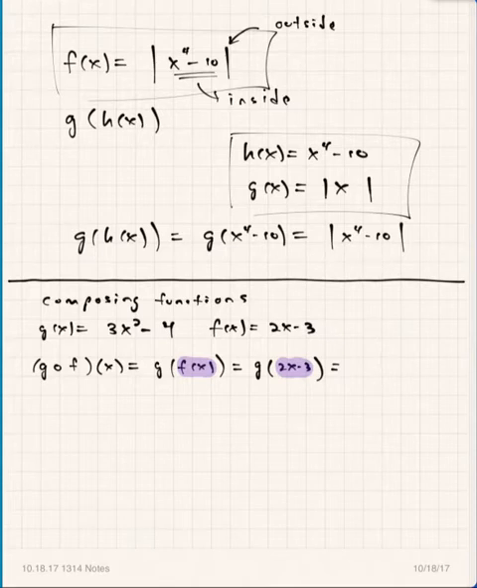So what I do is I actually write the function g. Now look at the way I'm writing it. There's my function g, but in place of the x, I put just an open set of parentheses. And then you're substituting, parachuting in that 2x minus 3. You're putting the 2x minus 3 function into the 3x squared minus 4 function, and so you get 3 times 2x minus 3 squared minus 4.